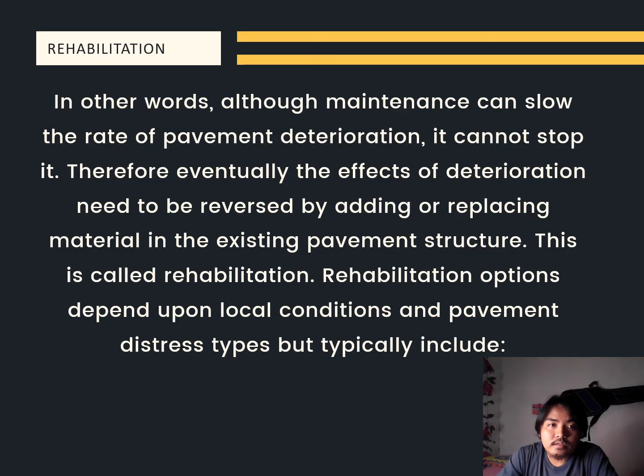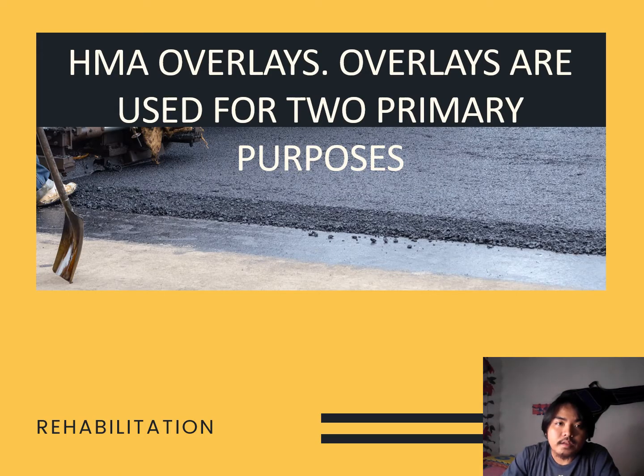So, in rehabilitation, in other words, although maintenance can slow the rate of pavement deterioration, it cannot stop it. Therefore, eventually the effect of deterioration needs to be reversed by adding or replacing material in the existing pavement structure. This is called rehabilitation. Rehabilitation options depend upon local conditions, pavement, and the street type, but typically include the HMA overlay.